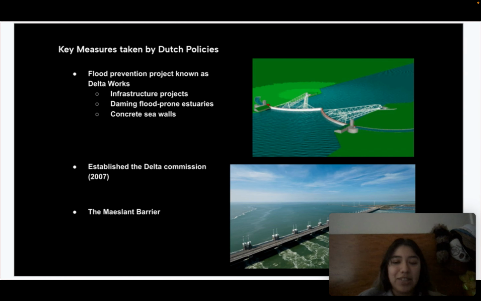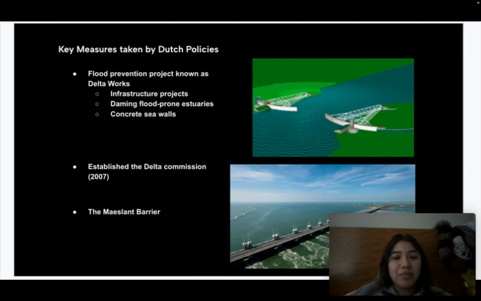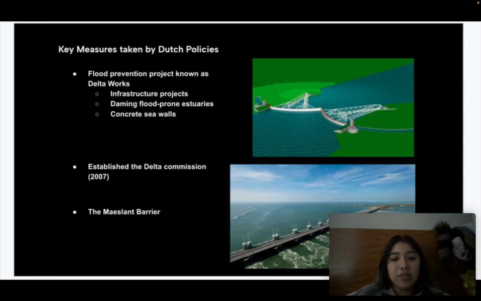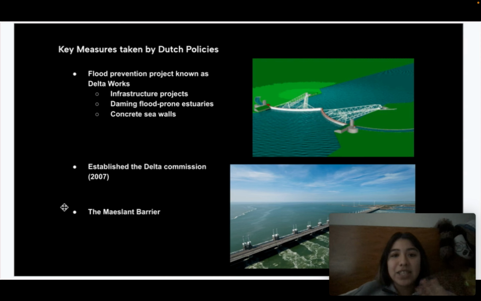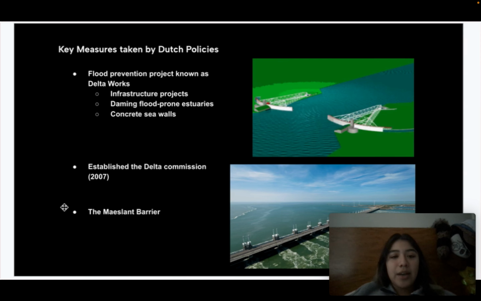So a few key measures that have been taken by Dutch policies are going to be flood prevention projects, one of them known as the Delta Works. There's also the establishment of the Delta Commission, which was established in 2007, and then the Maeslant barrier, which plays into all of this. And so basically, many of these Dutch policies were created to just help the overall economy of the Netherlands as well as the people and its structure.